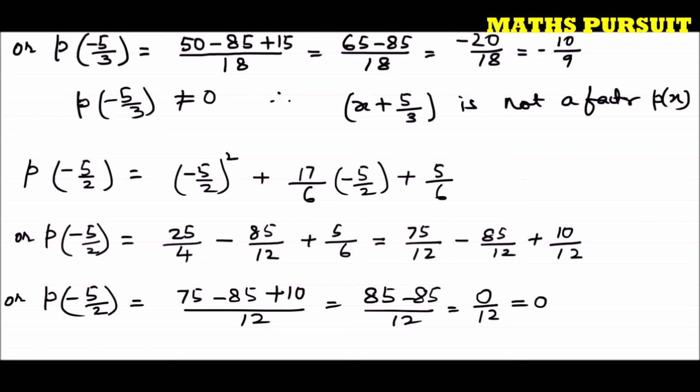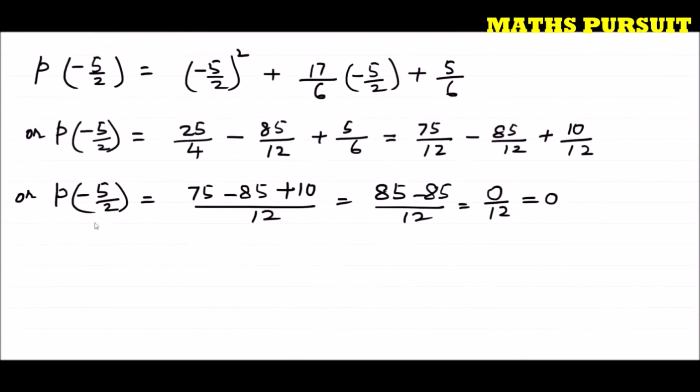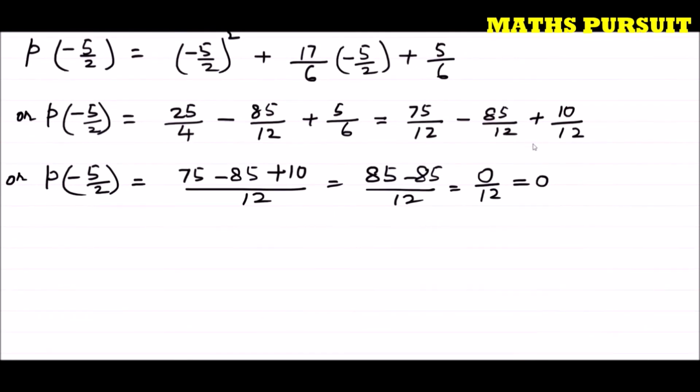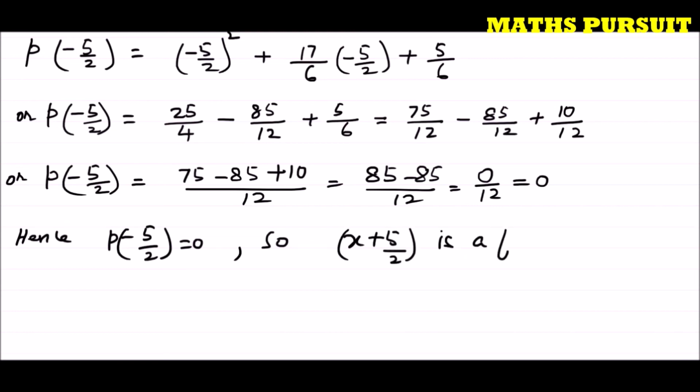So guys, you could see that we found one more factor of x. Now we can stop our calculation here and see the result. Hence p of minus 5 by 2 is equal to 0. So x plus 5 by 2 is a factor of p(x). Let me highlight this one.